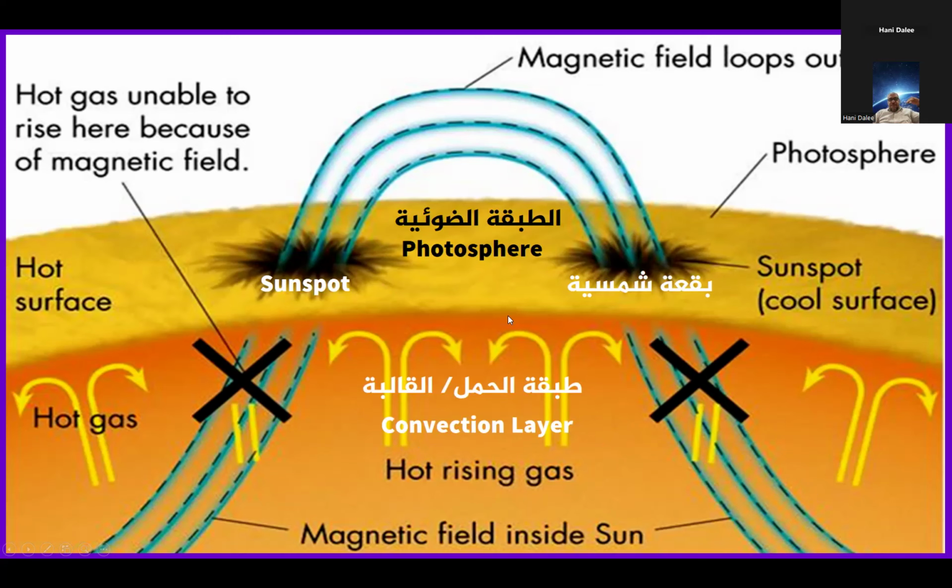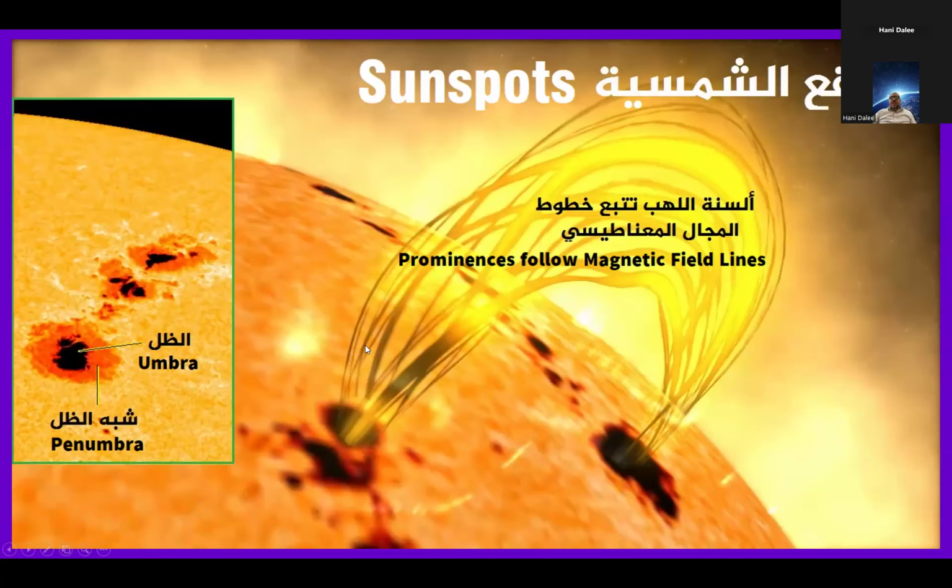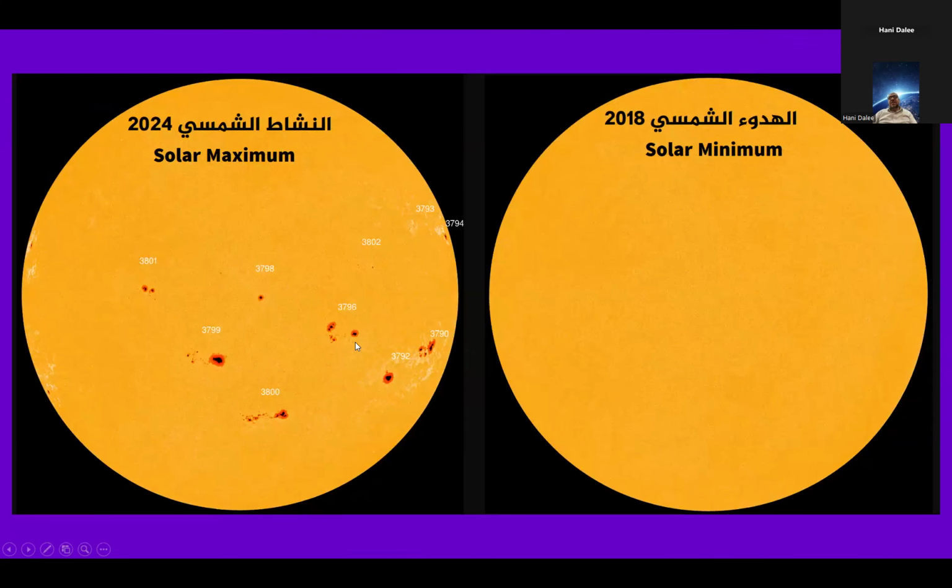So from above, we see that this patch and this patch of the photosphere are darker because they are cooler. They are cooler because they have not been allowed to take the heat up. That's why we see what is called the sunspots. The magnetic field lines usually go out or penetrate the photosphere in two points, or two sunspots. You see, it's just like that. Sometimes we can see two sunspots, sometimes we can see one sunspot. It depends on this magnetic field line.